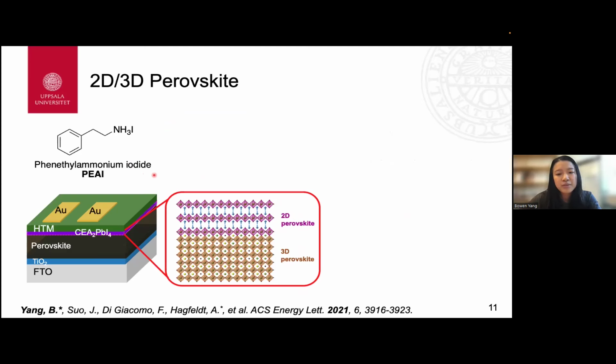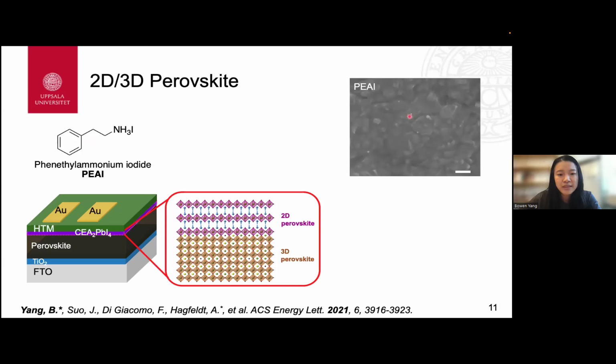The reason why we want to modify the structure of this PEAI is mainly because we observe that the PEAI-treated perovskite films are prone to aggregate due to the pi-pi interactions induced by these benzene rings. Therefore, we design a new material, CEAI, where we replace the benzene rings with cyclohexene. This replacement can weaken the intermolecular interactions within the passivation layer.